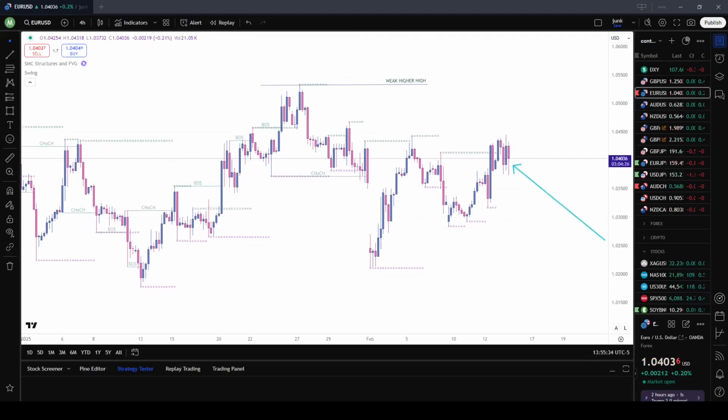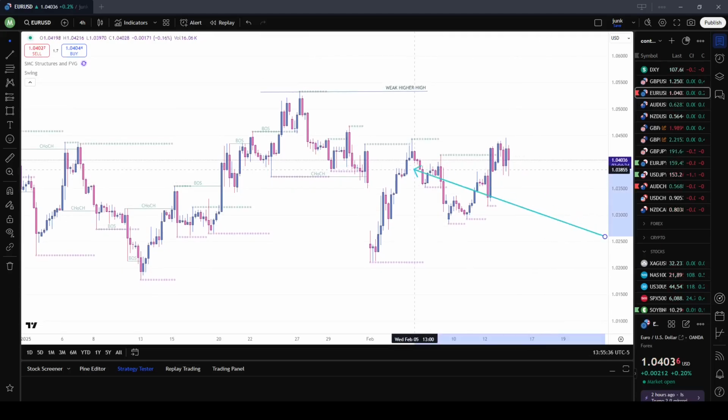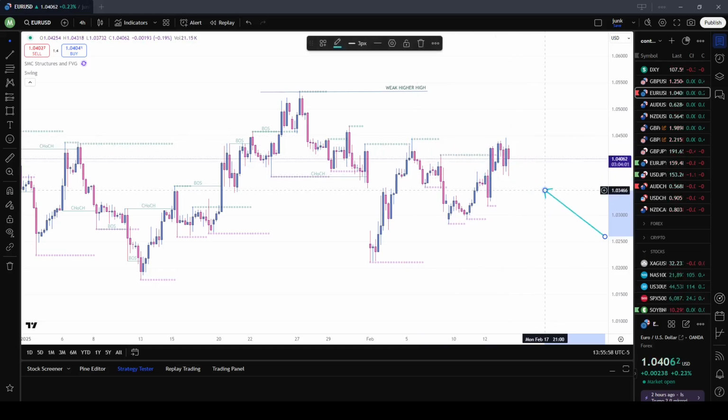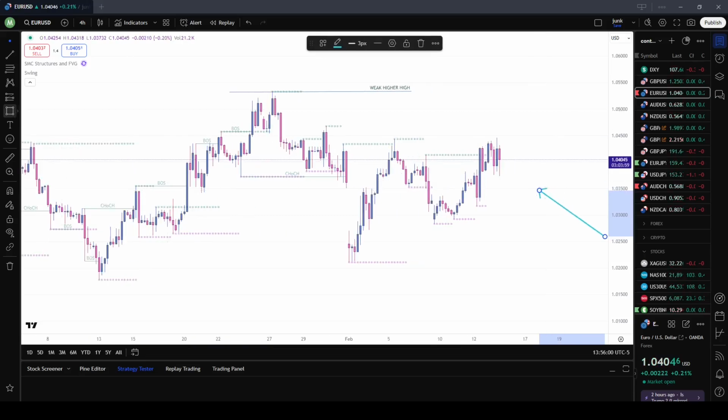EUR USD. It pulled back within the internal range, making higher highs, higher lows. It's the higher low from these lows, and then higher highs starting to break out past these highs that were formed on the 4-hour chart. It's not fractally broken out on the daily, but let's go ahead and map out this range.